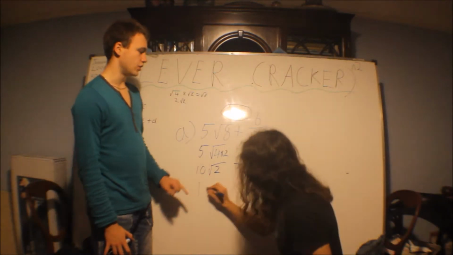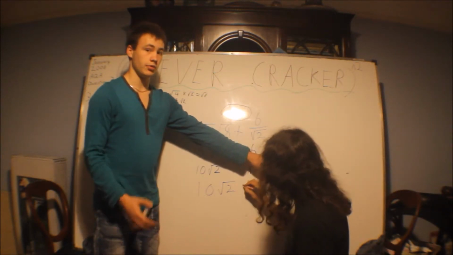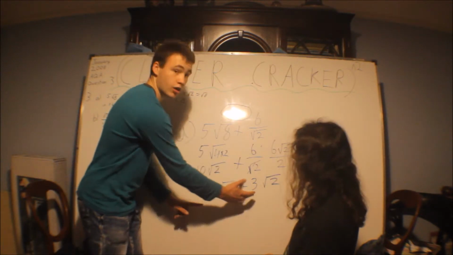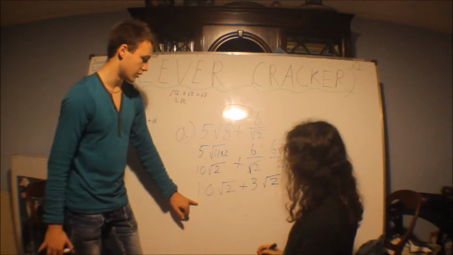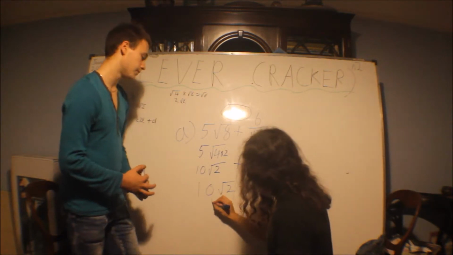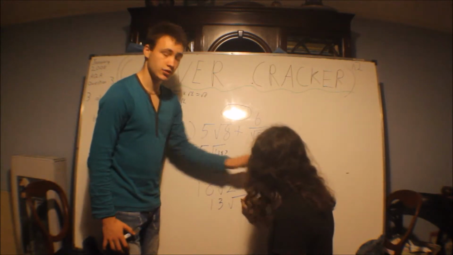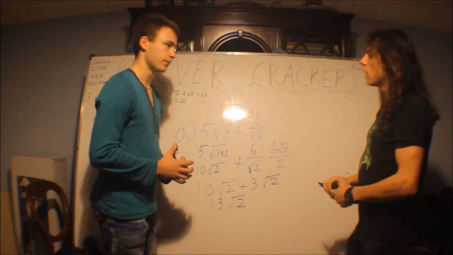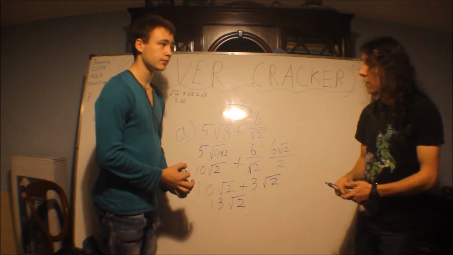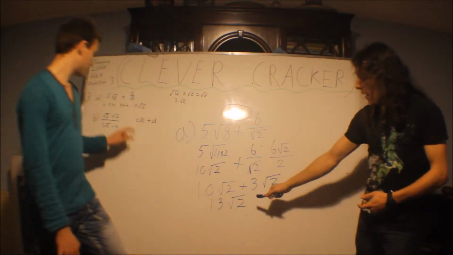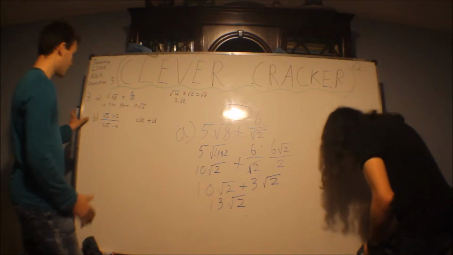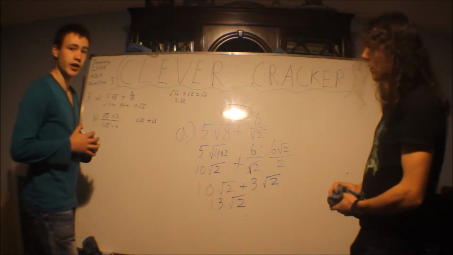You've got 10 root 2 plus what's going to become 3 root 2. Now, because the root 2s are the same, you can add the coefficients of the roots, so this becomes 13 root 2. If the roots were different, if this was root 2 and this was root 3, you couldn't add them together, just to clarify. And that's the answer, because it wants the form n root 2. Simple. Done. So we'll take a step back and have a look at that.